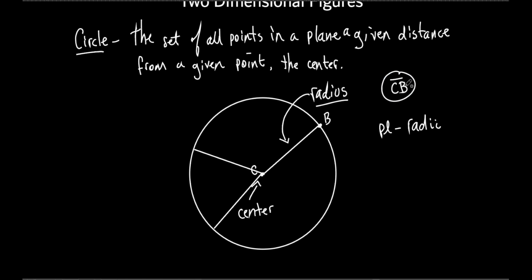Why do you think that's better than BC? Any idea? You're going from the center out, okay? Now, you could write it line segment BC. That's fine. But I think it's a little bit better to write it CB because C is the center. You don't have to. I just think it looks a little bit nicer. Everybody good with that?